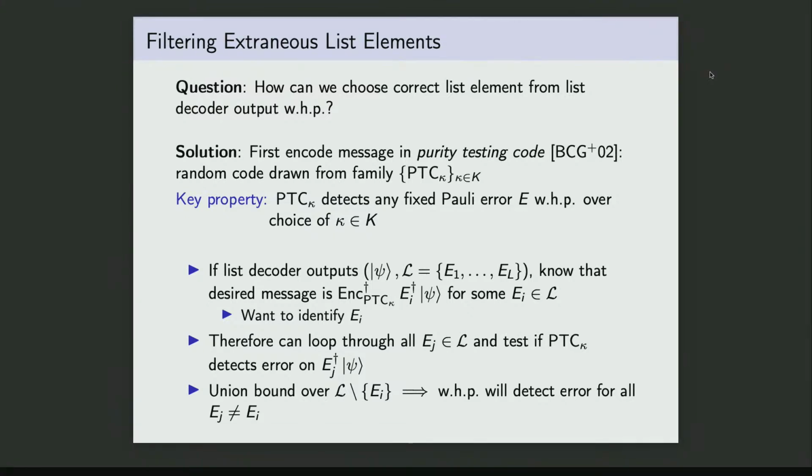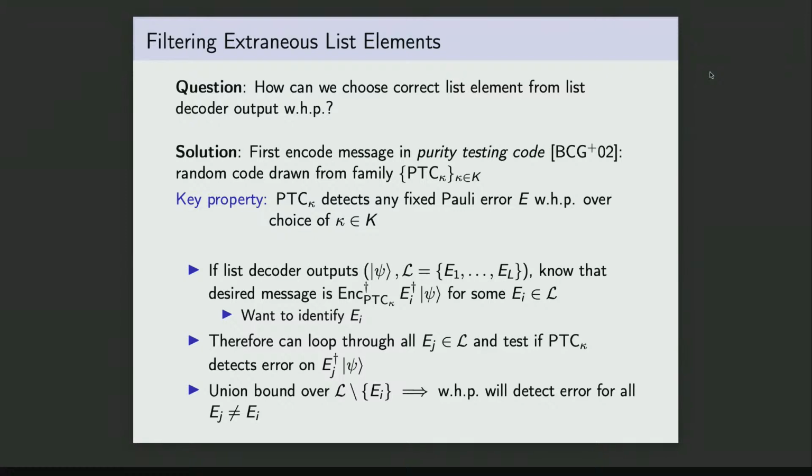So the point is now, if the list decoder outputs some state psi along with a list of possible Pauli errors, we're guaranteed that one of these errors, E sub i, is the true error that occurred on our state, and we just want to identify it. Because if we can identify it, we can invert it and recover the true message.